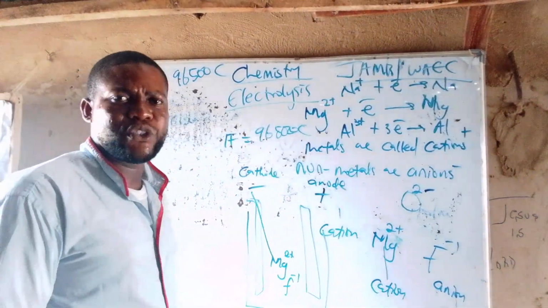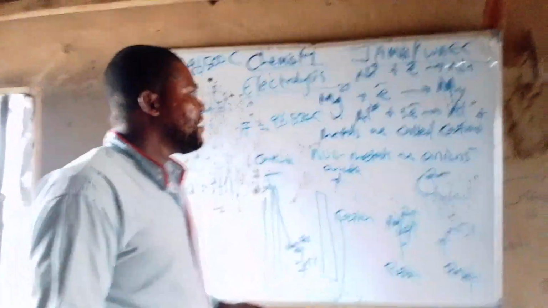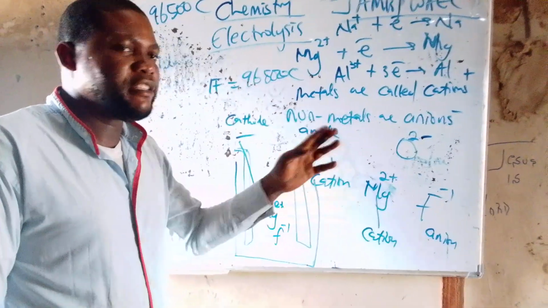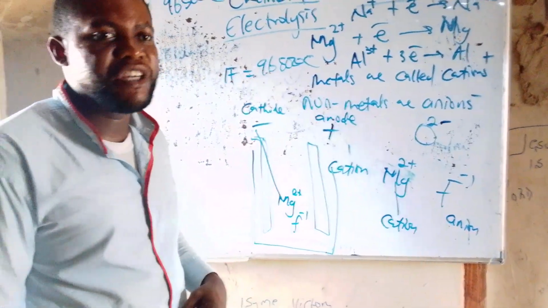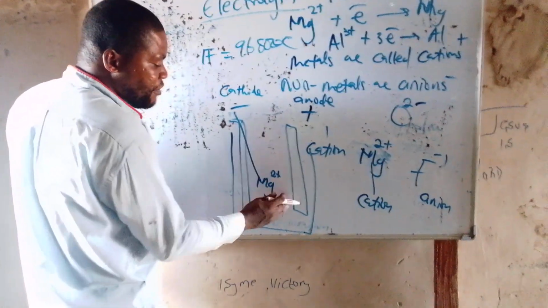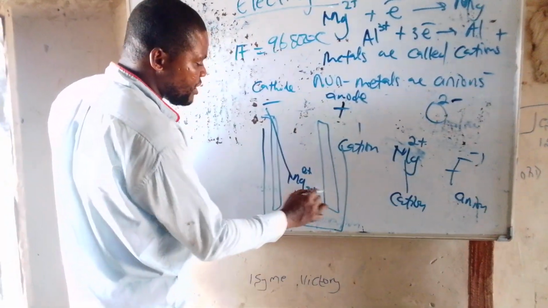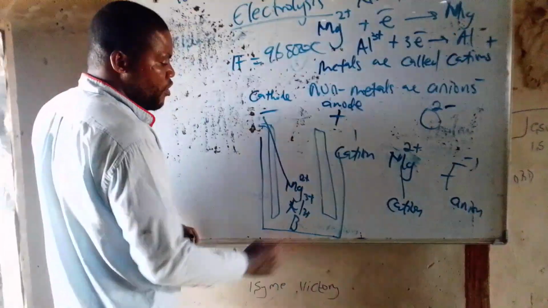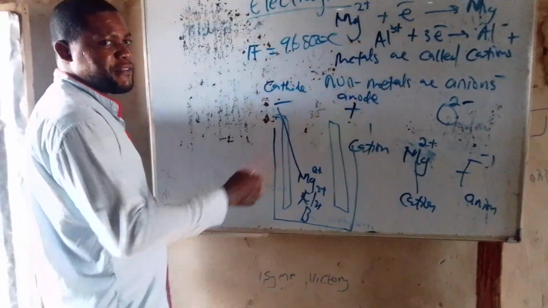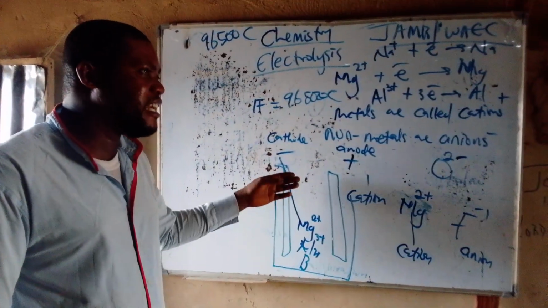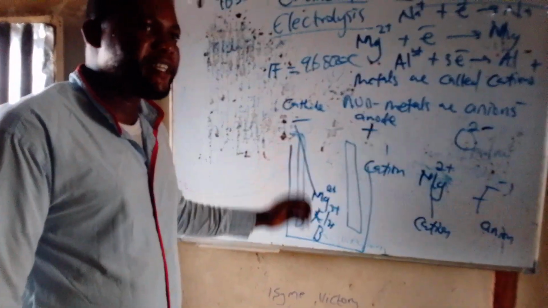Now, what are the factors that determine the preferential discharge of ions at the electrode during electrolysis? See, if I have magnesium, I have aluminium 3+, and I have boron, which is 3+, which one will come out first? If you have been asked, during the electrolysis I have 3 metals, which one will come out first?